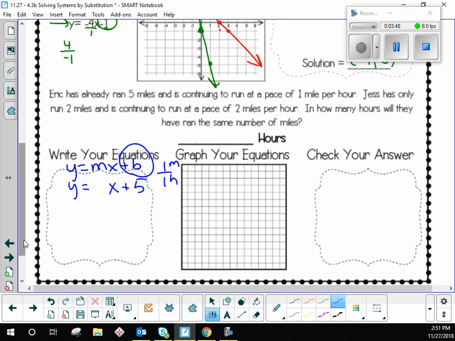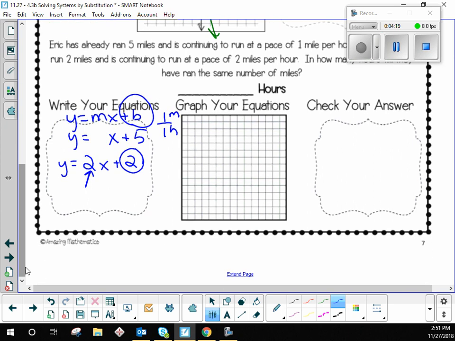And then Jess is not doing much better. She's run 2 miles and is continuing to run at a pace of 2 miles per hour, running, quote unquote. 2x plus 2. Now it's 2 in both spots, but this 2 right here, is that the 2 miles she already ran or the 2 miles per hour? 2 miles she already ran, right? And this is the 2 miles per hour.